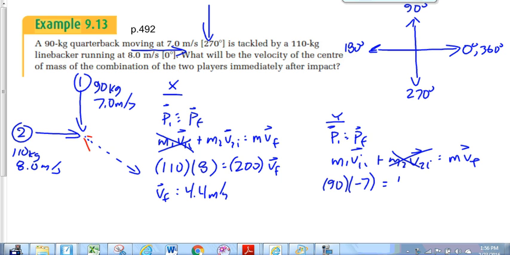The combined mass is 200 again, times VF. Solve for VF here. 90 times 7, 630 divided by 200 is negative 3.15.